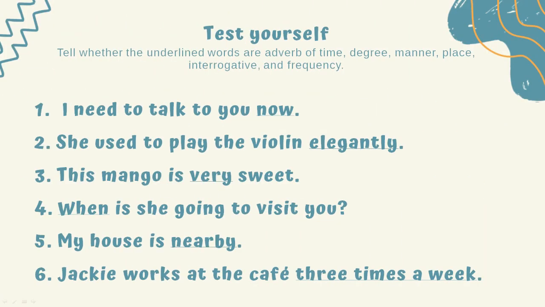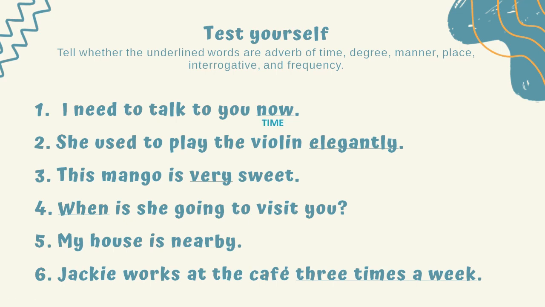Now let's have a short exercise. Let's tell whether the underlined words are adverb of time, degree, manner, place, interrogative, or frequency. Let's have our first sentence. I need to talk to you now. Our underlined word is now. If you answered adverb of time, then you are correct.